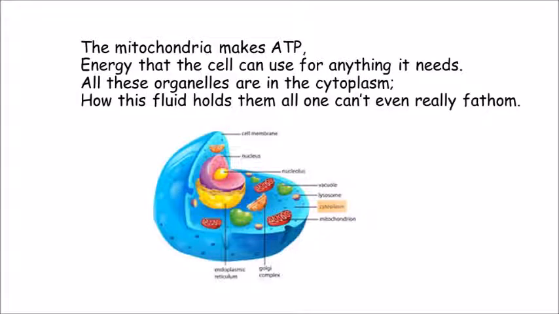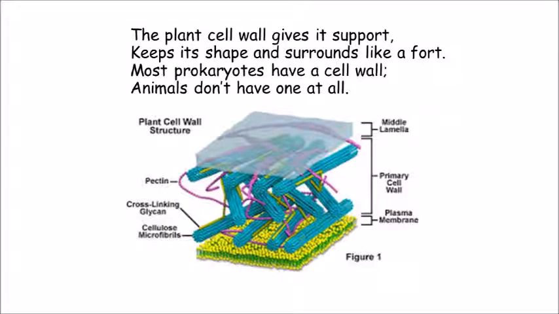The mitochondria makes ATP, energy that the cell can use for anything it needs. All these organelles are in the cytoplasm. How this fluid holds them all, one can't even really fathom. The plant cell wall gives it support, keeps its shape and surrounds like a fort. Most prokaryotes have a cell wall. Animals don't have one at all.